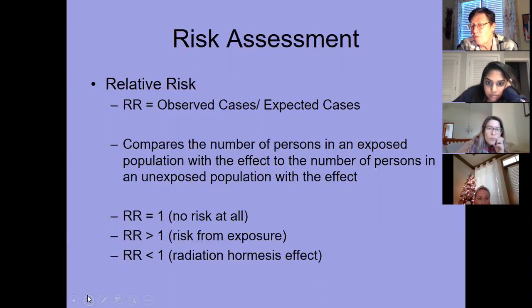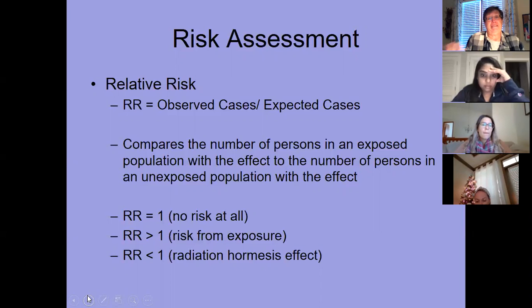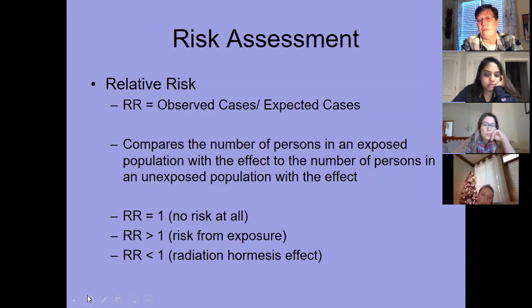If the relative risk is greater than 1, that means there is some risk that radiation exposure caused some cases of cancer. If the relative risk were less than 1, that would mean that the radiation was beneficial. Radiation hormesis. I don't really know of any cases where that happens, but that would be the way that you would look at it. So typically, like I said, relative risk is going to be greater than 1 from a large scale radiation exposure. But that's one way that we can look at risk.